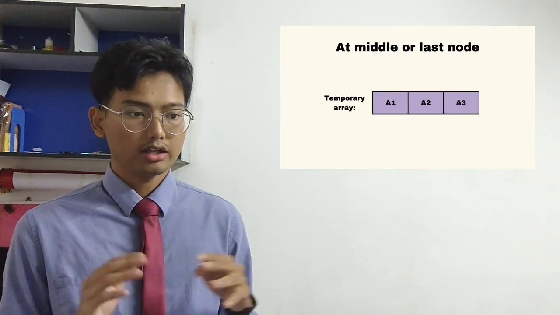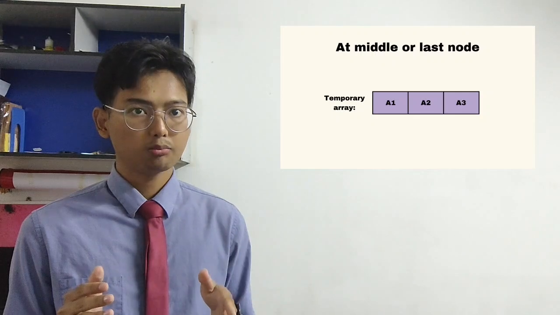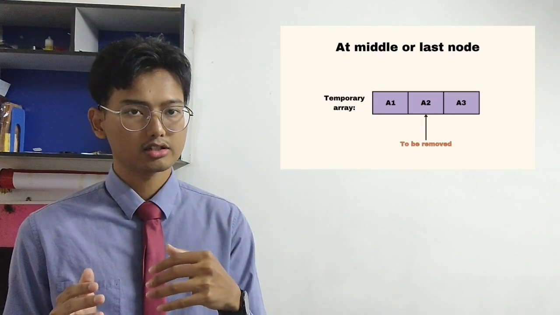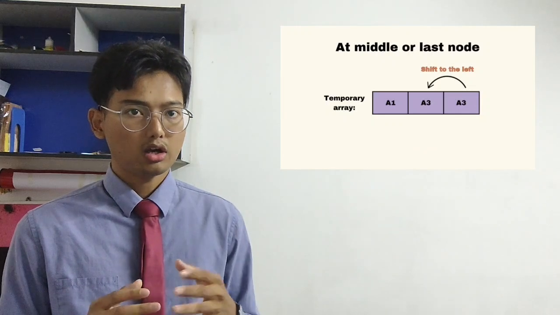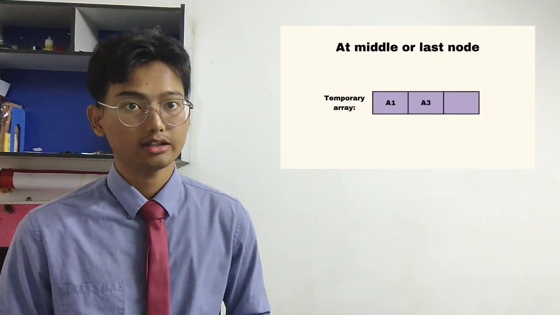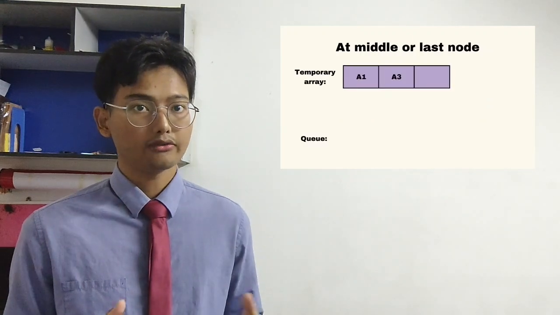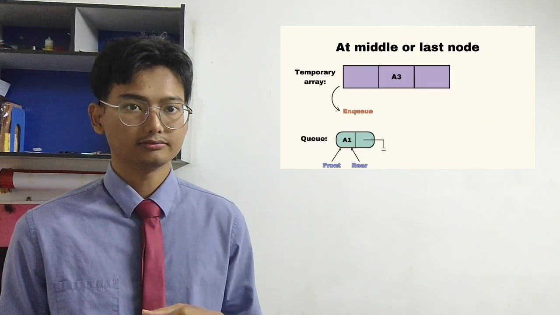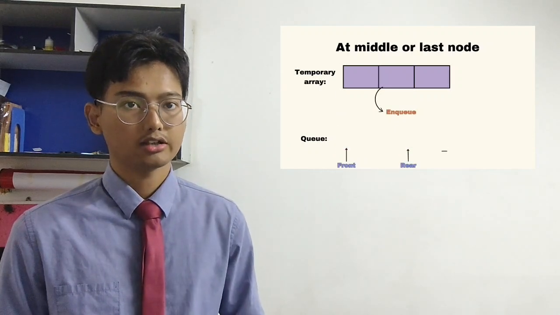And then in the array, at the point where we want to delete, we shift all the elements to the left, and for the last index of the array, we set it to null. After all of that, we enqueue everything back into the queue and return the object that was deleted.